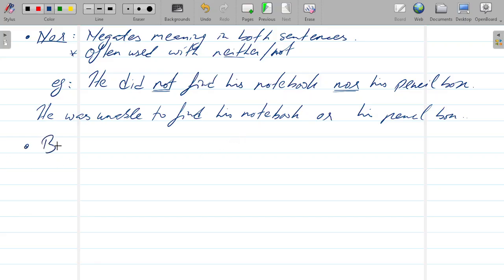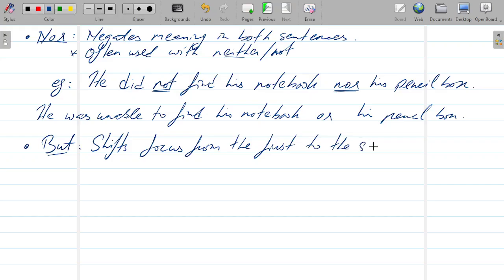So FANBOYS, then you've got "but". And what this does is it shifts meaning, or focus, I should say, from the first to the second sentence.